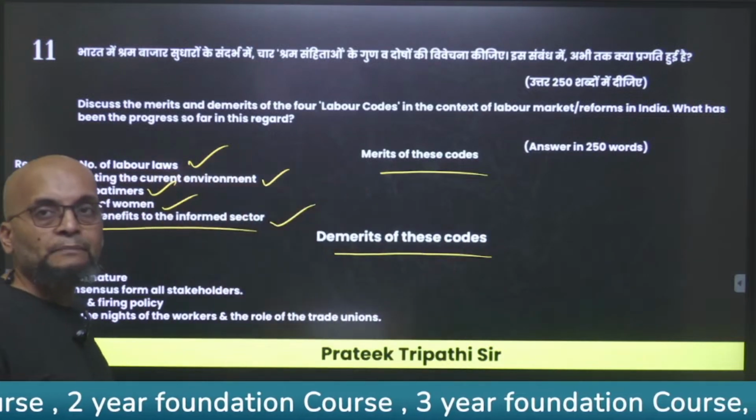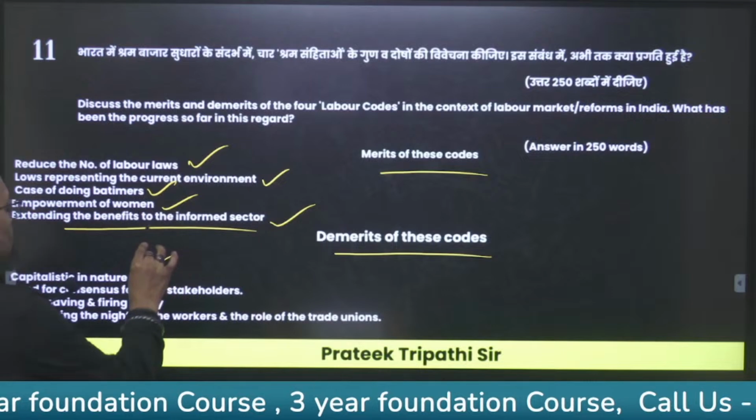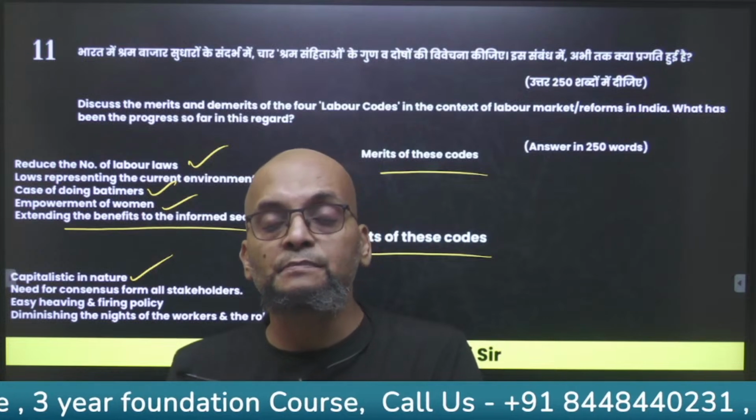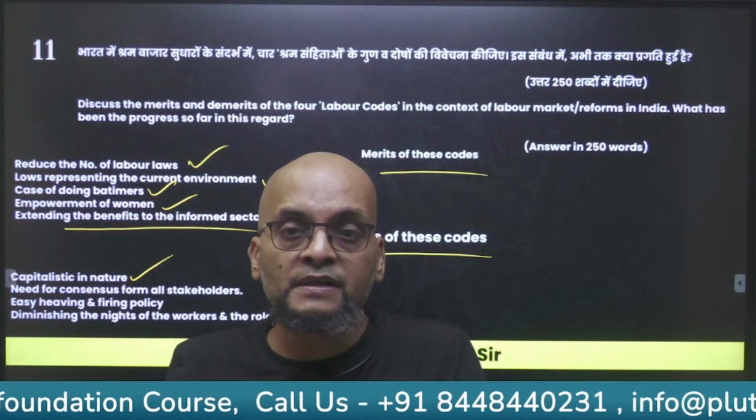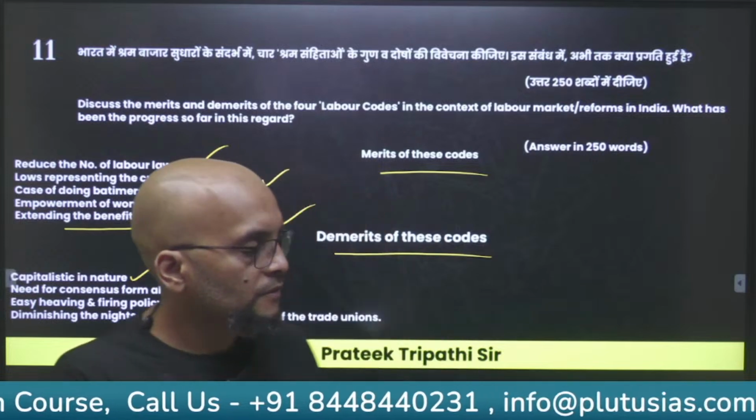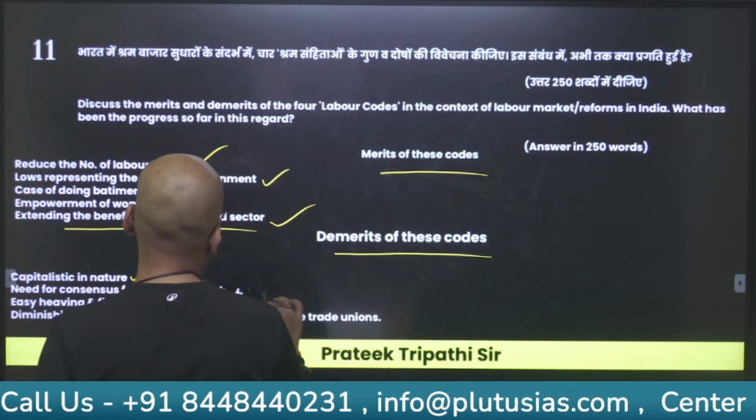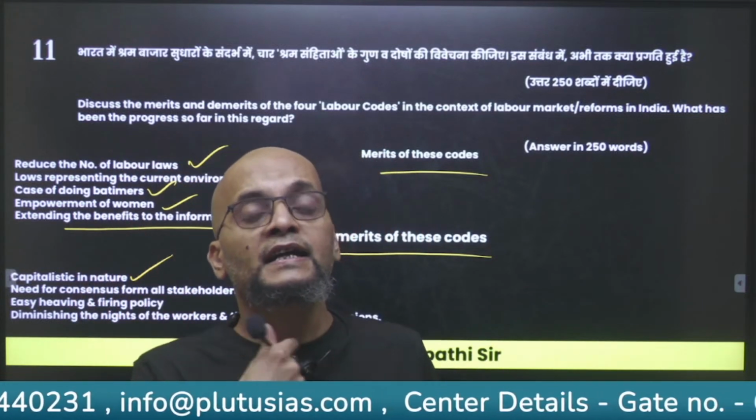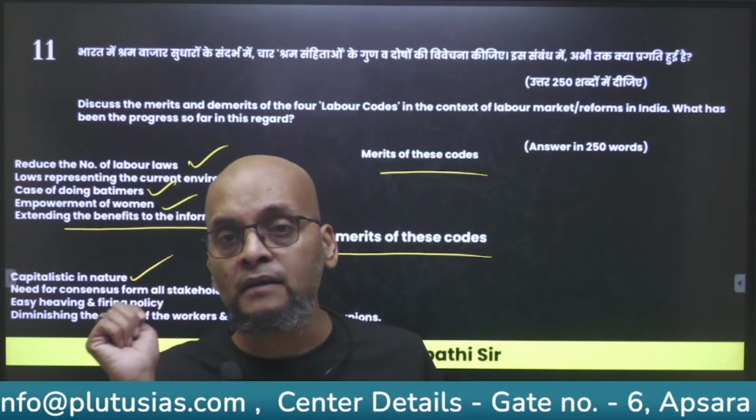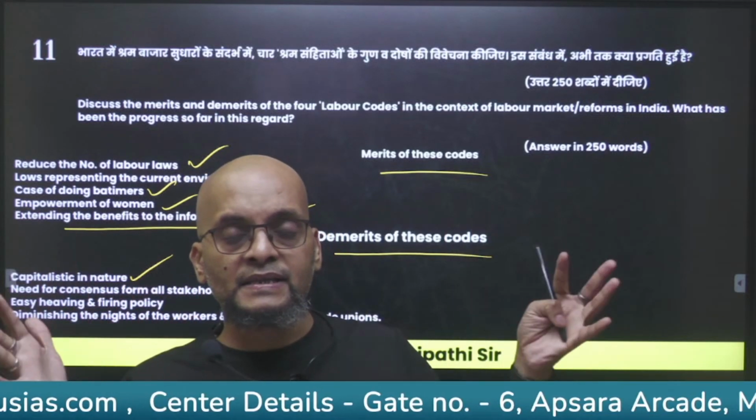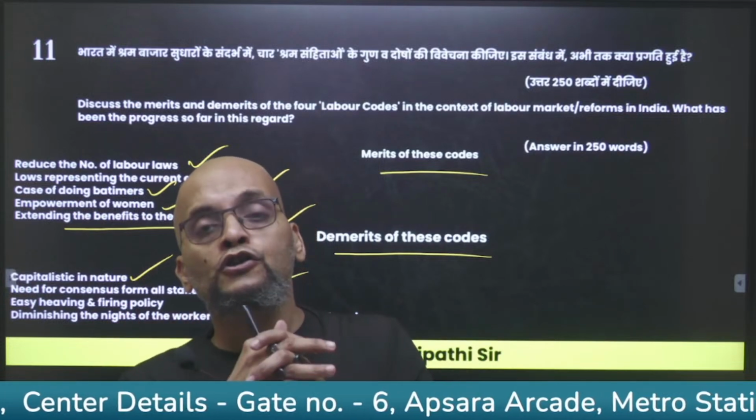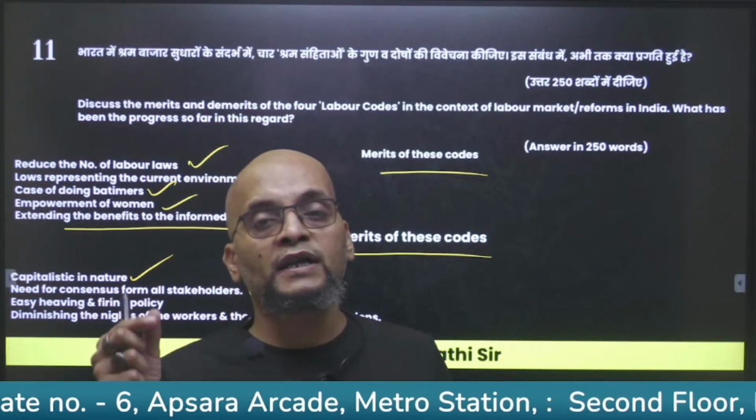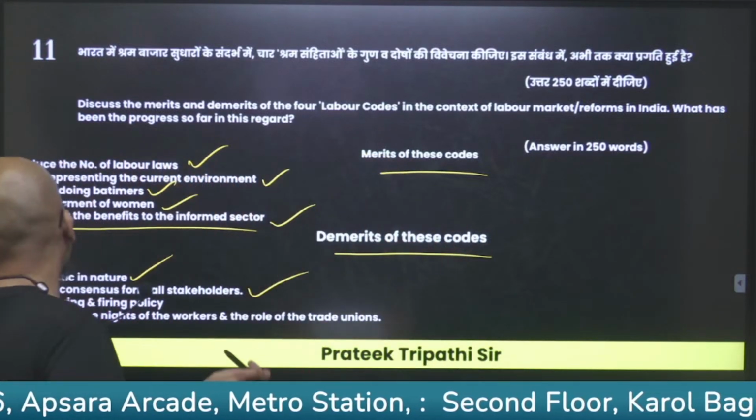If we talk about demerits of these laws, first is that they are capitalist in nature. See, these laws are being accused of being capitalist in nature. It is being said that instead of favoring the laborers, they are actually favoring the firms. Second, the need for consensus from all stakeholders. As I told you, the state is also a stakeholder in it. The state also has a say in this matter. So the union government, state, trade union, labor, everyone should come to a common agreeable agenda, then only the laws will be applicable.